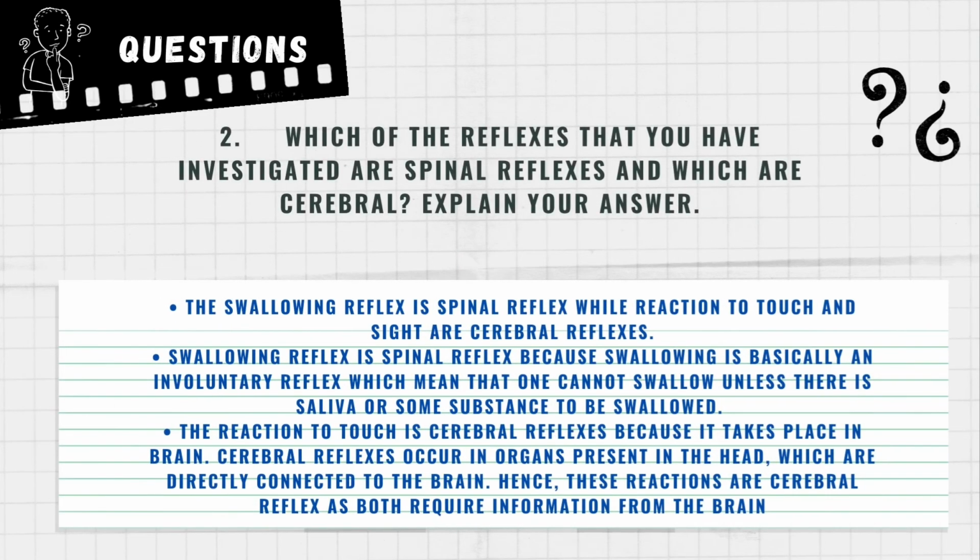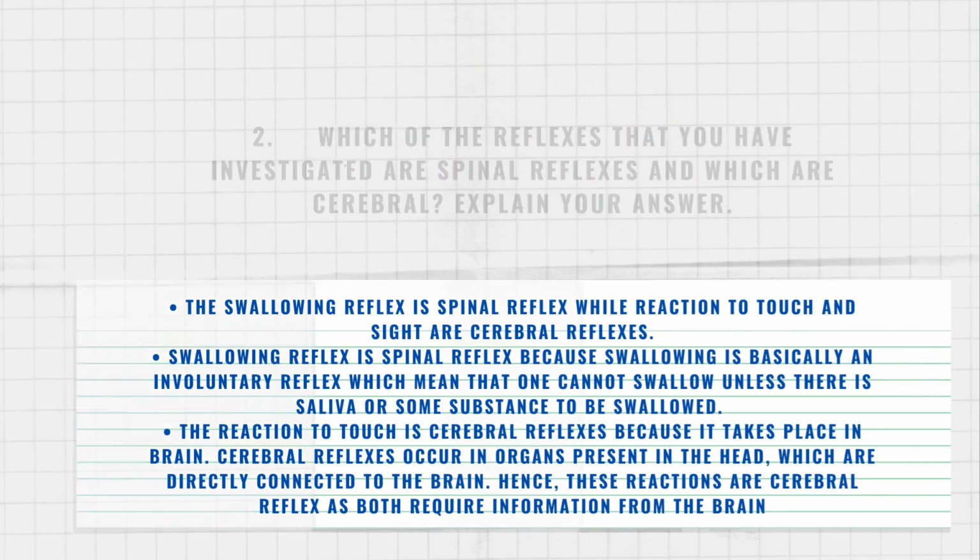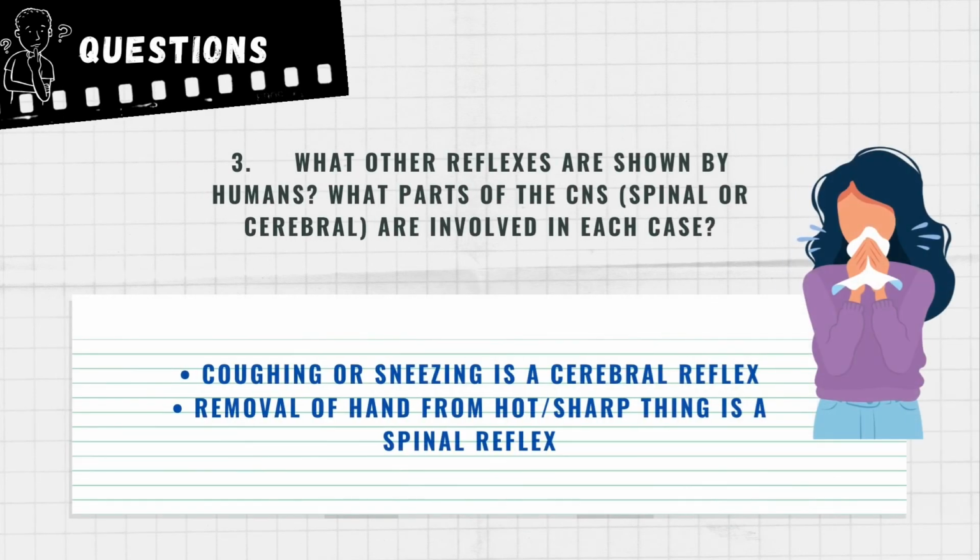The second question, which of the reflexes that you have investigated are spinal reflex and which are cerebral? Explain your answer. The last question is, what other reflexes are shown by human? What parts of the CNS, spinal or cerebral, are involved in each case?